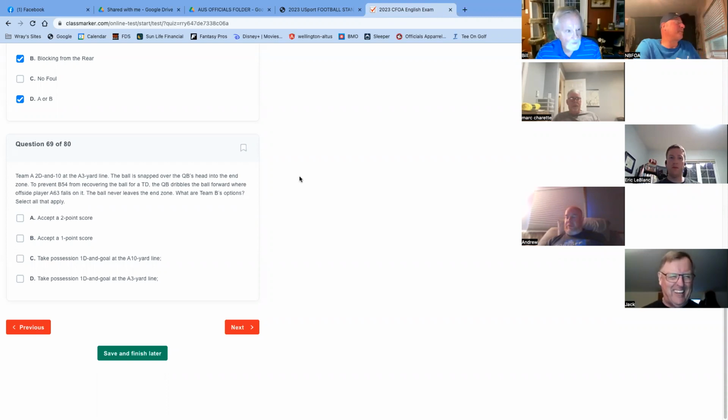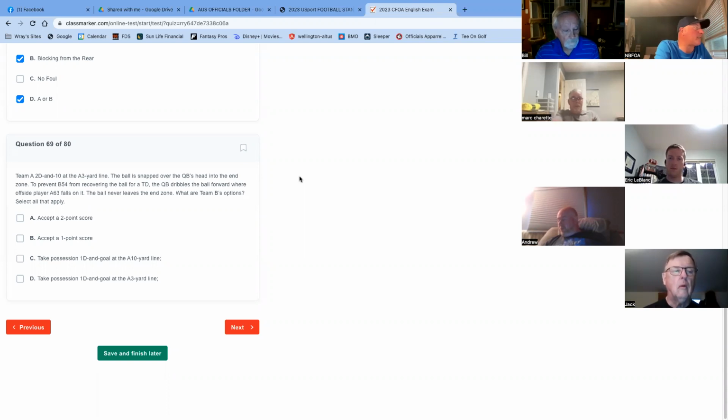All right, let's go to question 69. Team A, second and 10 at the A3-yard line. The ball is snapped over the QB's head into the end zone. To prevent B54 from recovering the ball for a touchdown, the QB dribbles the ball forward where offside player A63 falls on it. The ball never leaves the end zone. What are Team B's options? Select all that apply.